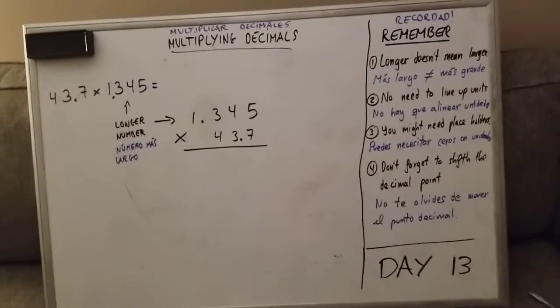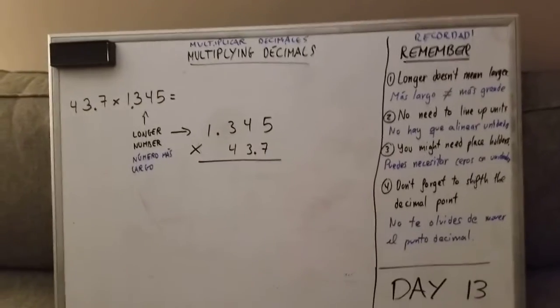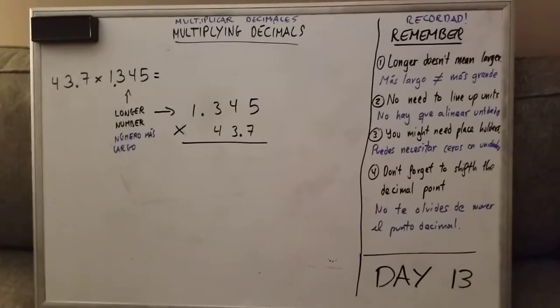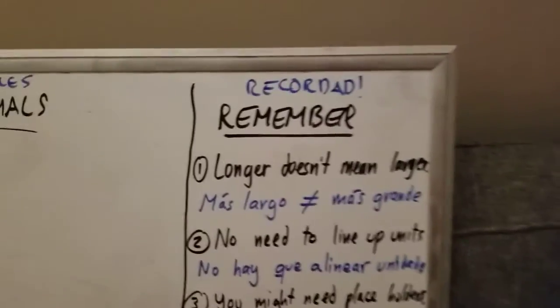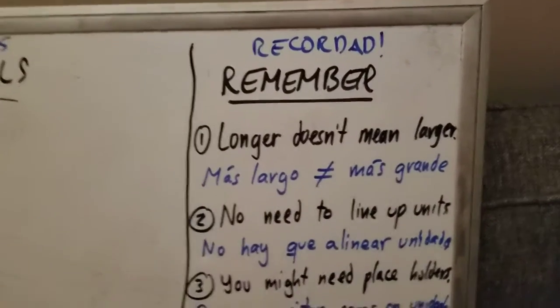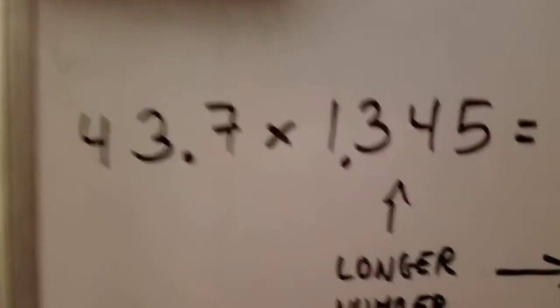Hey everybody, so day 13, we are going to multiply decimals. This is another 4th grade skill. Let's review it, okay? Common mistakes. You always think that the longer number is the larger number. That is not always true, okay? This is an example, okay?